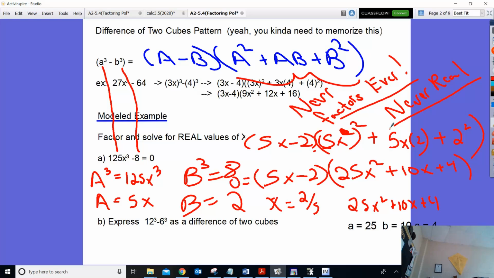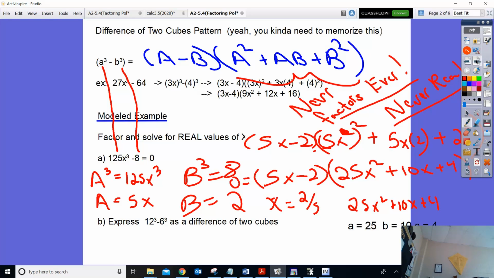What you got, Spencer? If it's telling you to solve, is there even a point to write out the second piece? If it says solve for real, yes, because I want to see it factored. The first instruction set was factor. There's another way to do that problem: add 8, divide by 125, take the cubic root.